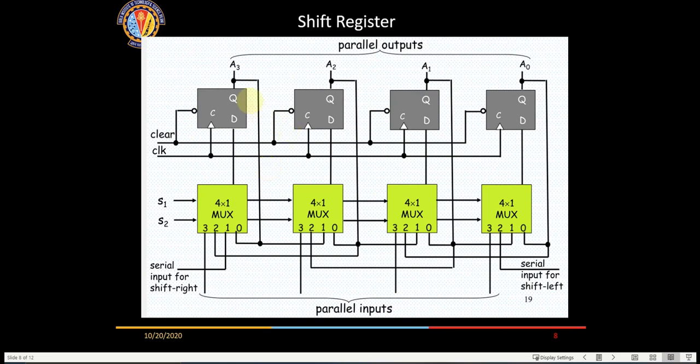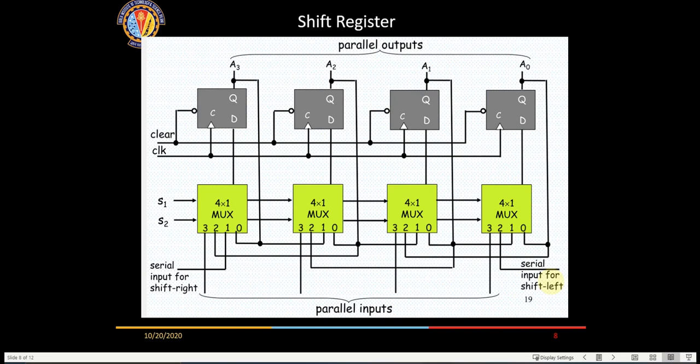Yes, sir. Okay. Now take an input combination of 1 0. 1 0 is 2, right? So what happens in this register? For this one, 2 is coming from A2. For the next, 2 is coming from A1. For the next, 2 is coming from A0, and for this one, 2 is coming from the serial input for left shift. So it is going to shift the entire data towards the left, taking a new input from the serial input for left. Is it okay, this much?